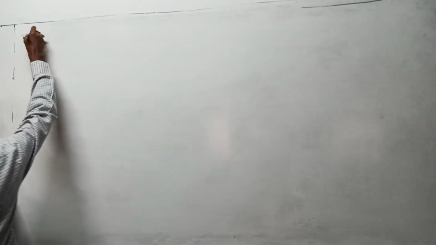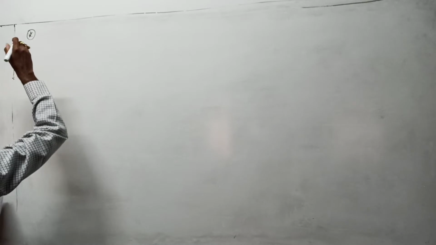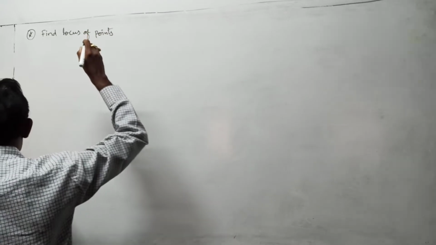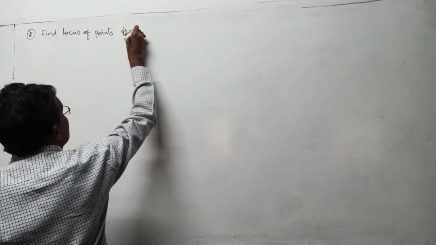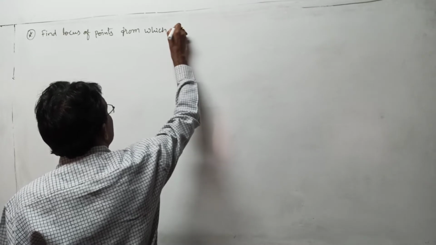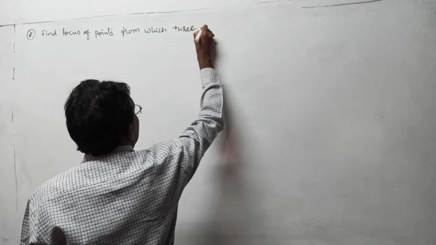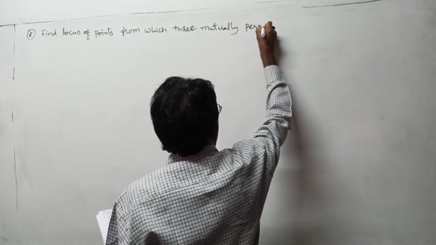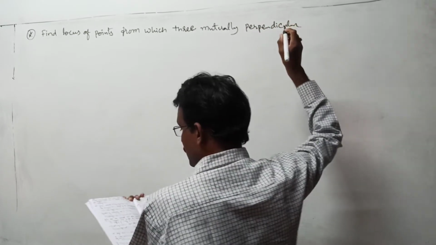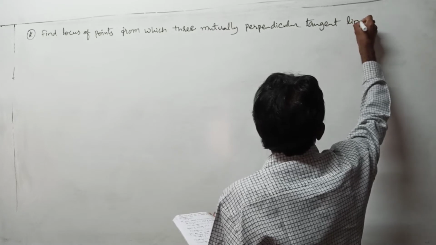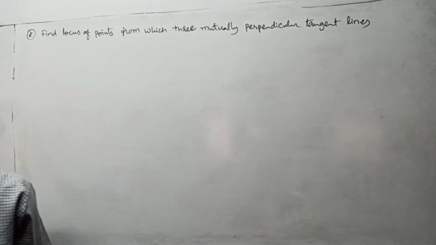Next problem. Find the locus of points from which three mutually perpendicular tangent lines can be drawn to the conicoid.